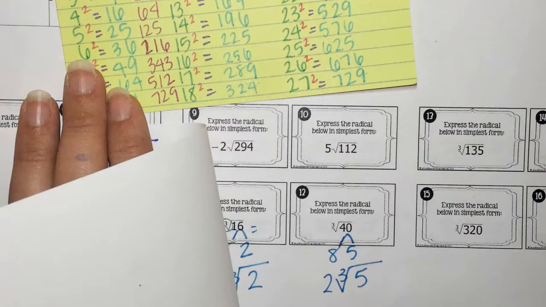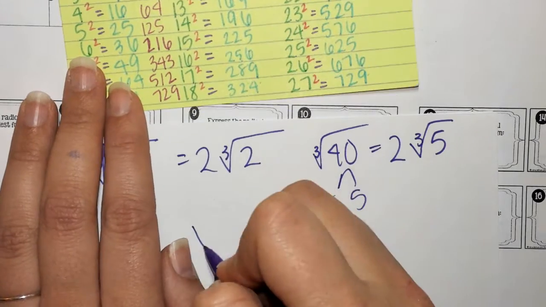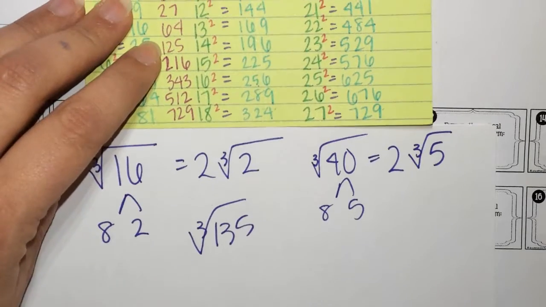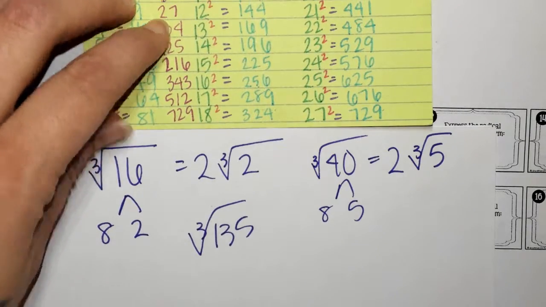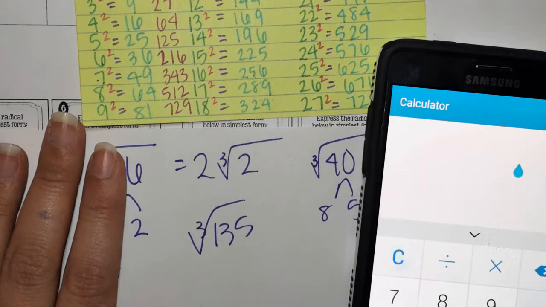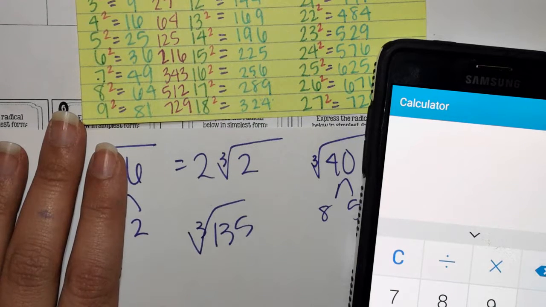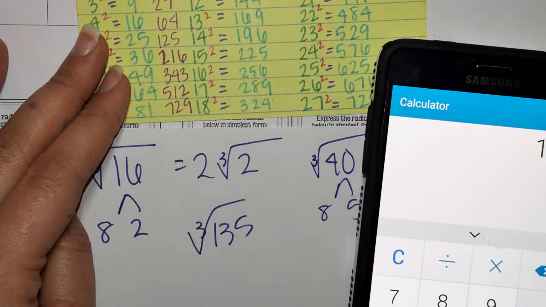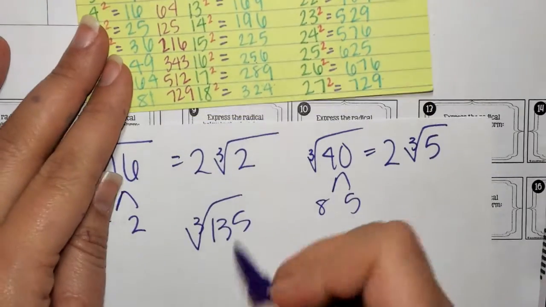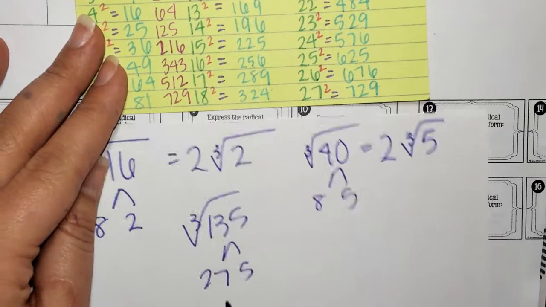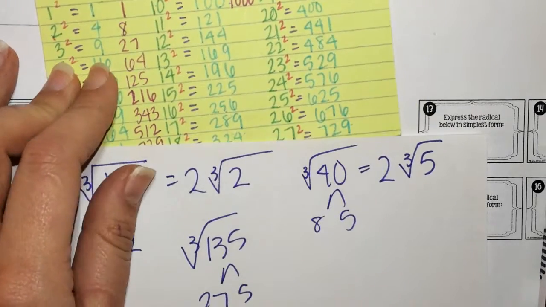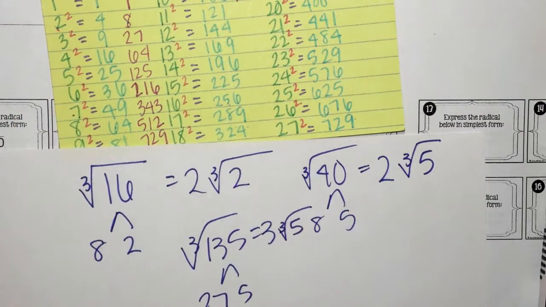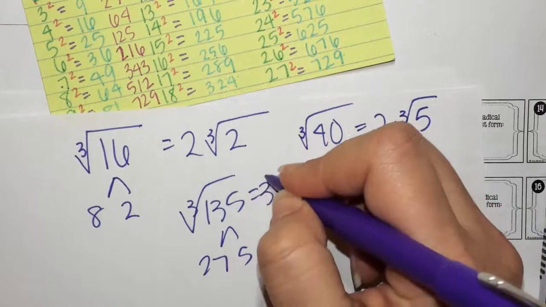All right, number 13 says the cubed root of 135. So we know it's not going to be 125. We could try 64. So let's do 135 divided by 64. You get 2.10. So that doesn't work. What about 27? You get 5. Look at you go. So 27 and 5. What's the cubed root of 27, everybody? 3. Take a point. So then it's 3 cubed root 5 is your answer.